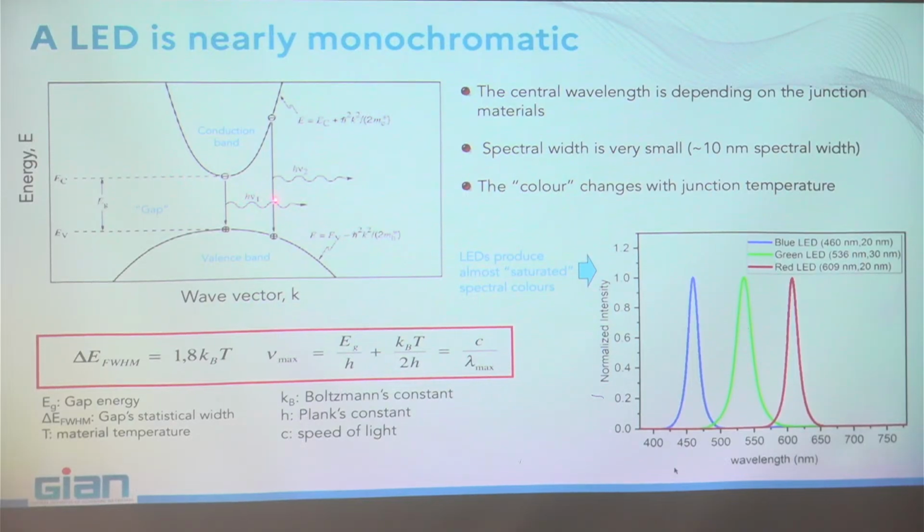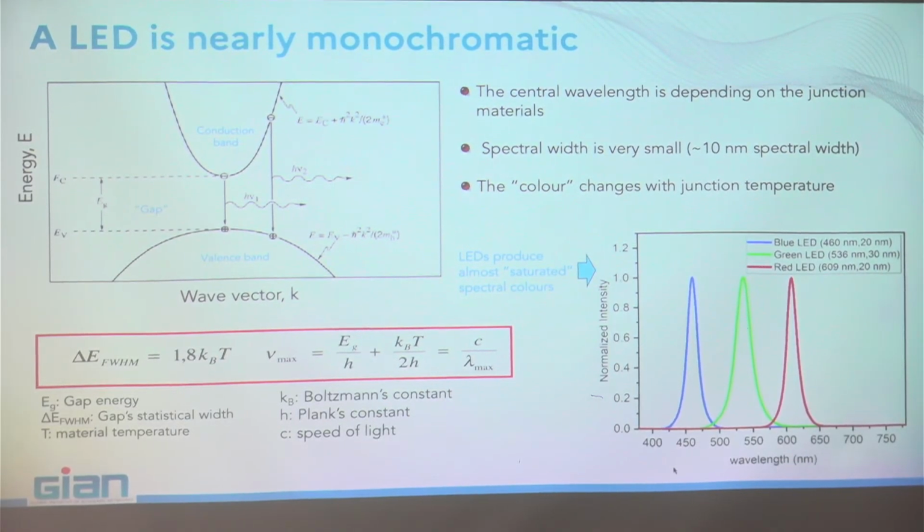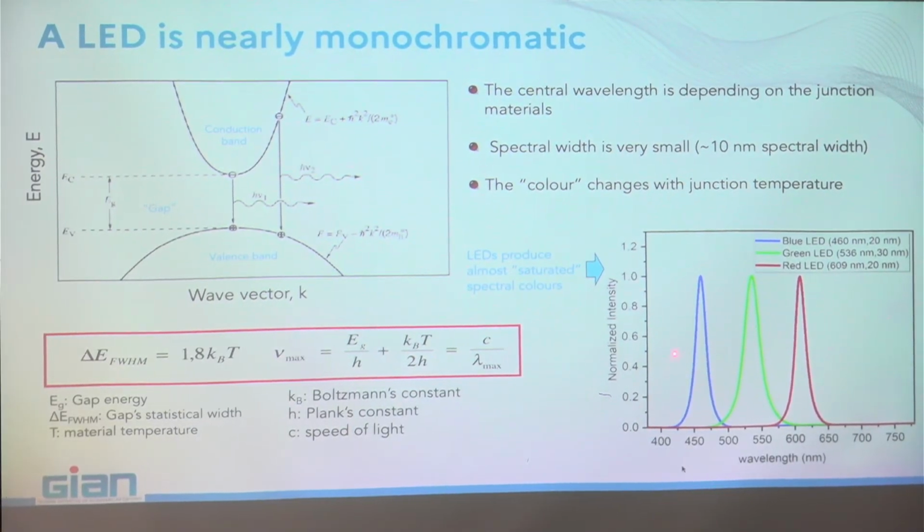This photon is coming out at a given frequency, which corresponds to this energy value. But you can also allow an electron here to combine with a hole there, and that means you will have another photon with a frequency nu2, which is slightly different from the first one. That means if you look at an LED, because you have only one system, it can produce a single wavelength with a small width.